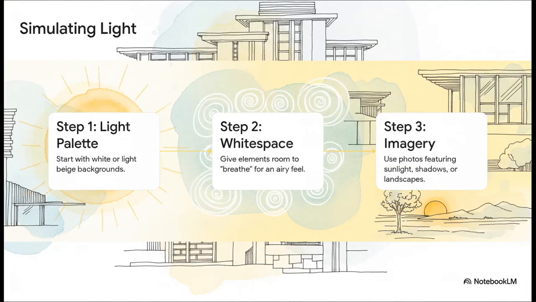Now, Wright was an absolute master of natural light. But how do we do that on a screen? Well, first, a light background instantly creates a sense of spaciousness. Second, using generous white space really enhances that airy feeling. And third, choose photography that actually features natural light. Sunbeams, open skies, soft shadows. It's all about creating the feeling of a sunlit room.